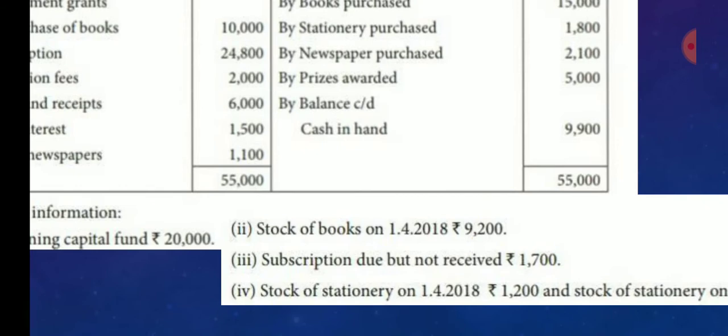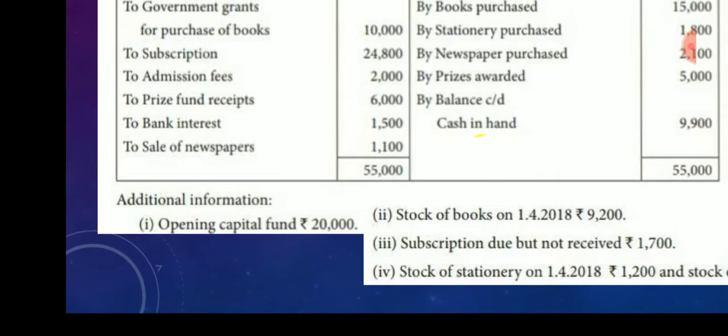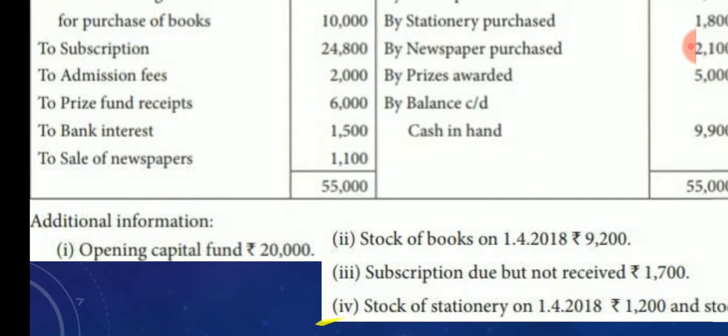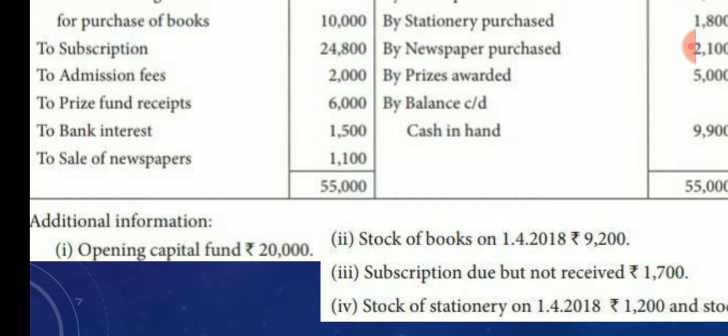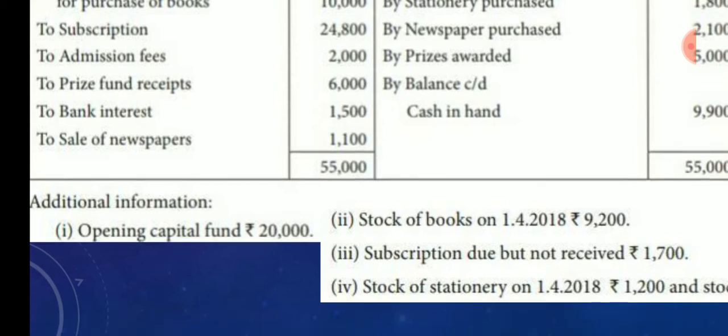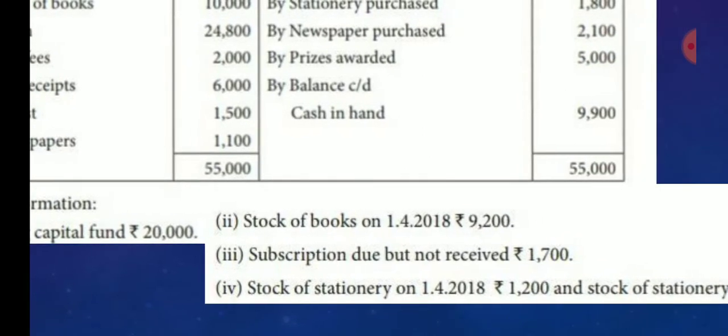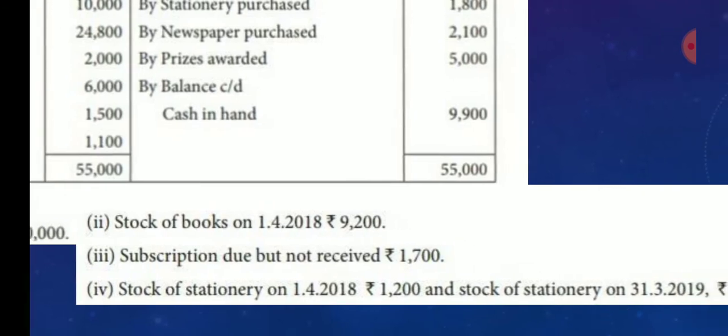Additional information. Opening capital fund rupees 20,000. Stock of books on 1/4/2018 9,200, and third one subscription due but not received rupees 1,700, and the last one additional information. Stock of stationery on 1/4/2018 rupees 1,200, and stock of stationery on 31st March 2019 2,000.